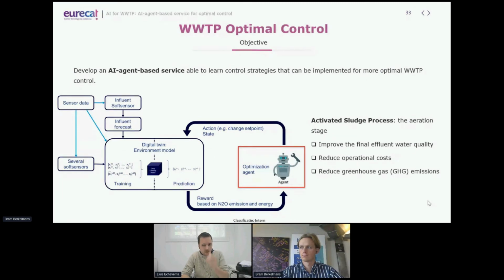This schema has already been introduced in the previous session, where Alex explained the implementation of the digital twin, the left part of this diagram. Now I'm going to share the main details about the right part, the optimal control agent. Next slide, please.